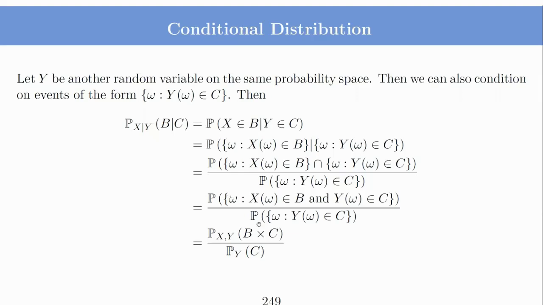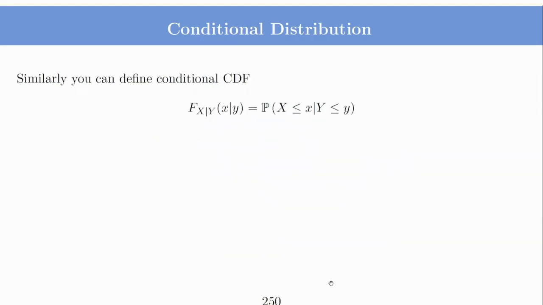Okay, or in simple terms, you can say this is equal to the probability of all omega such that X of omega belongs to B and Y of omega belongs to C, divided by the probability of all those omega such that Y of omega belongs to C. Similarly, you can also define conditional CDFs.